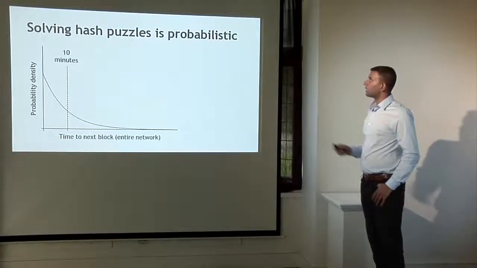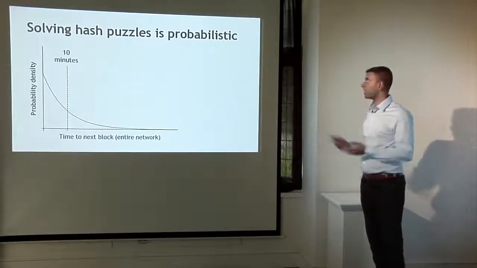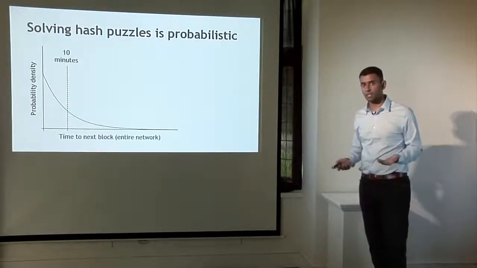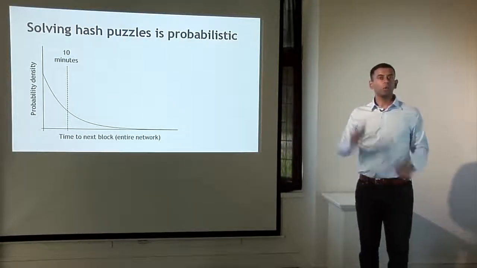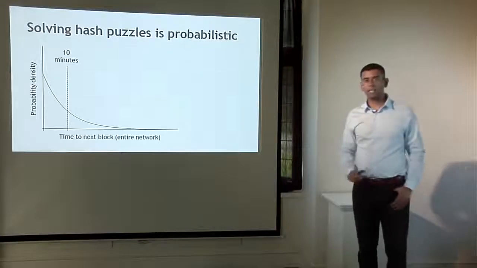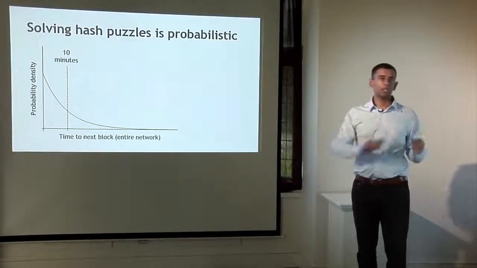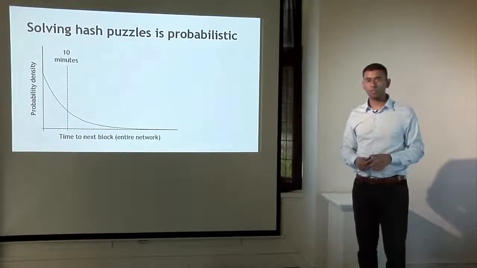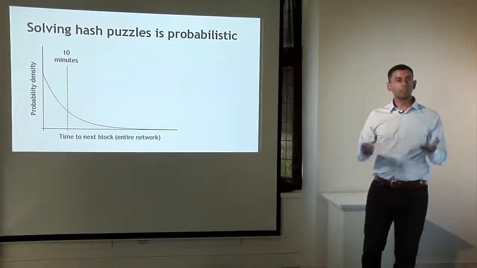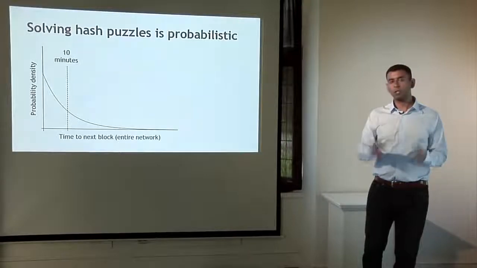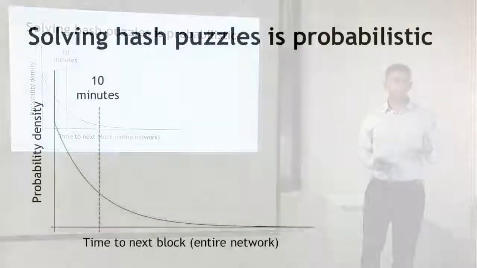Let's now look at the consequences of the fact that solving hash puzzles is probabilistic. Why is it probabilistic? Because nobody can predict which nonce is going to result in solving the hash puzzle. The only way to do it is to try nonces one by one and hope that one succeeds, right? And so this process is called mathematically Bernoulli trials. I won't go into detail on that, but you can look it up.